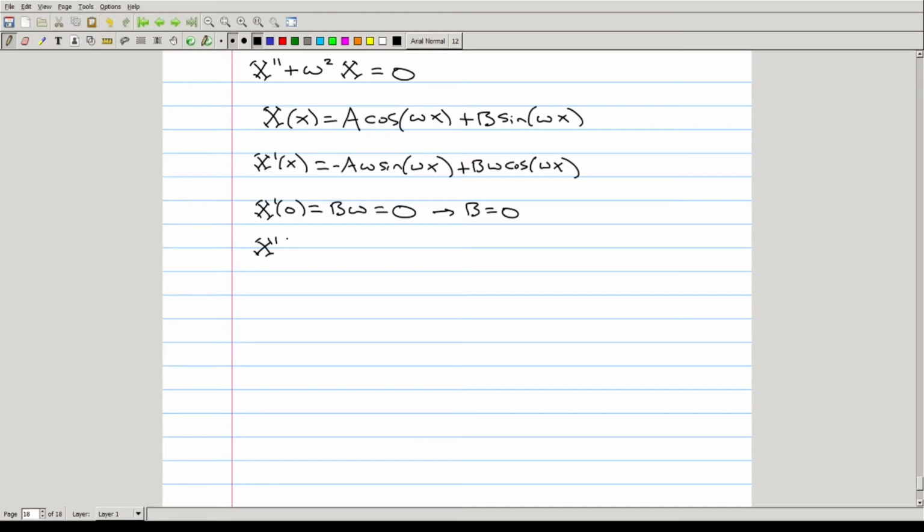Then we get x prime at L is going to have to be equal to, b is 0, so it just becomes negative a times omega sine of omega L equals 0, for which we're guaranteed non-trivial solutions if omega is equal to omega m, with omega m is m pi over L, where m equals 0, 1, 2, so on and so forth.